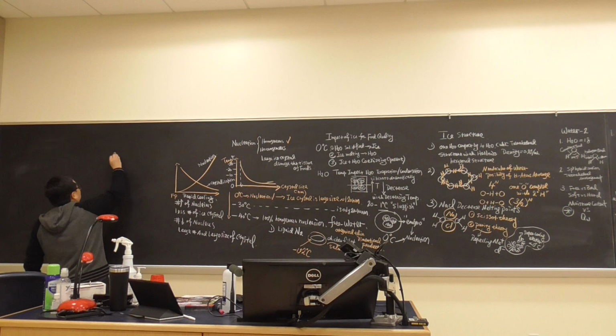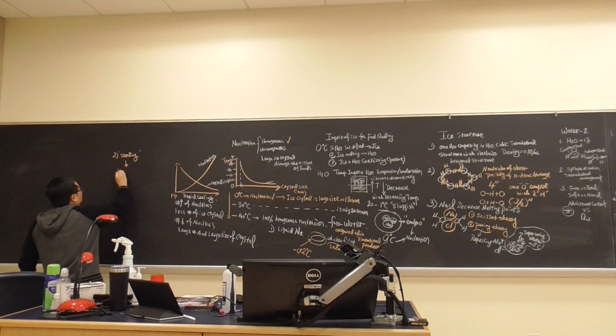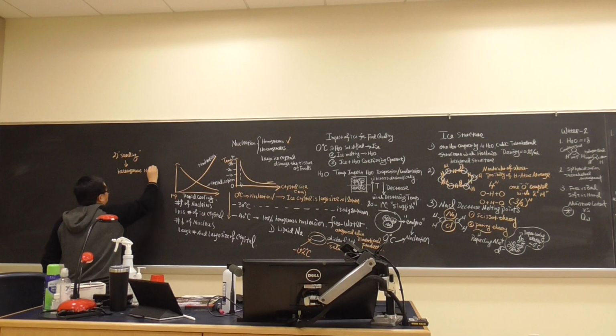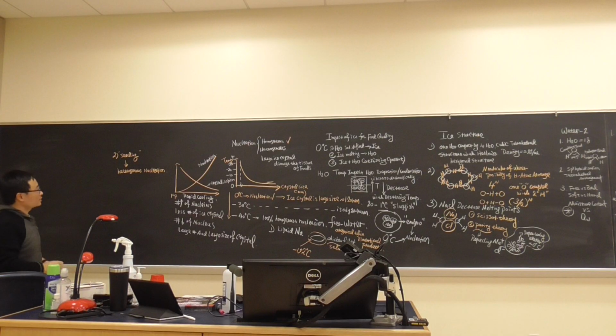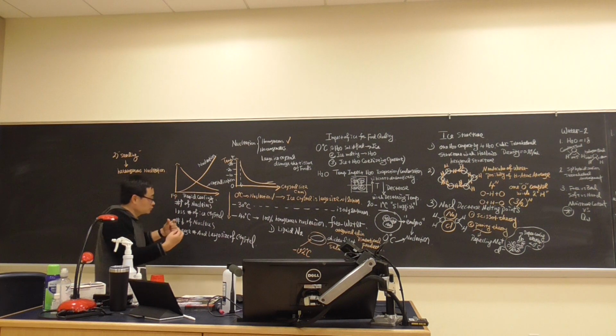The other method is seeding. Seeding gives you heterogeneous nucleation. What are the examples? The idea is we put more seeds there, more nuclei there. They can start to do nucleation instead of crystallization.